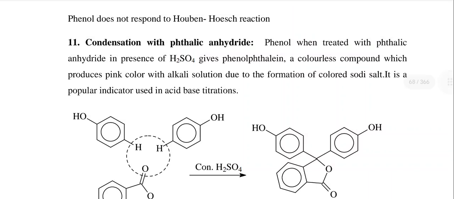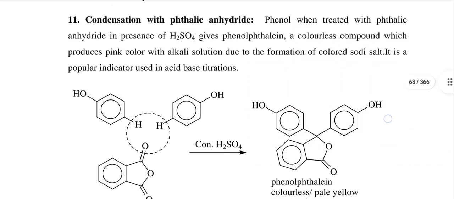Condensation with phthalic anhydride. Phenol when treated with phthalic anhydride in the presence of H2SO4 gives phenolphthalein, a colorless compound which produces a pink color with alkali solution due to the formation of a colored sodium salt. It is a popular indicator used in acid-base titrations.